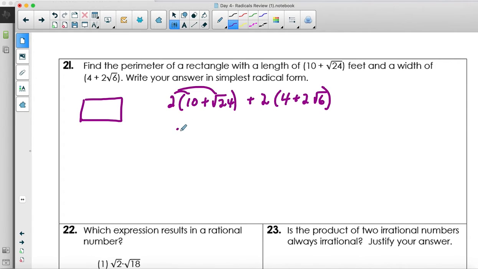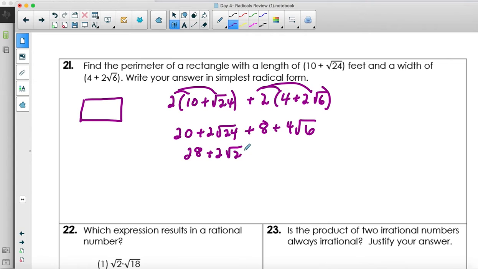Distribute. 2 times 10 is 20. They're both outside numbers. 2 times radical 24 is just 2 radical 24, right? Distribute. 2 times 4 is 8. And 2 times 2 radical 6 is going to be positive 4 radical 6. You can combine the 20 and the 8 to give you 28 plus 2 radical 24.